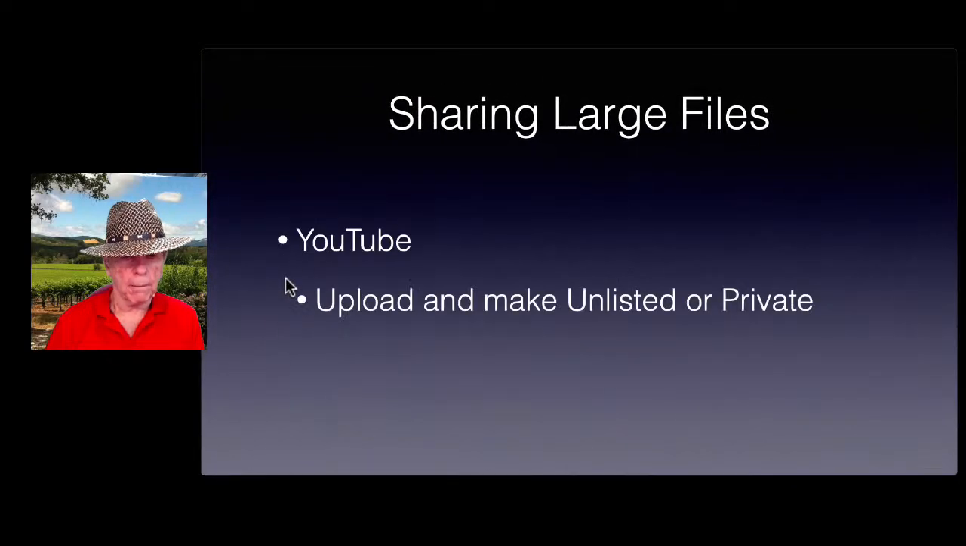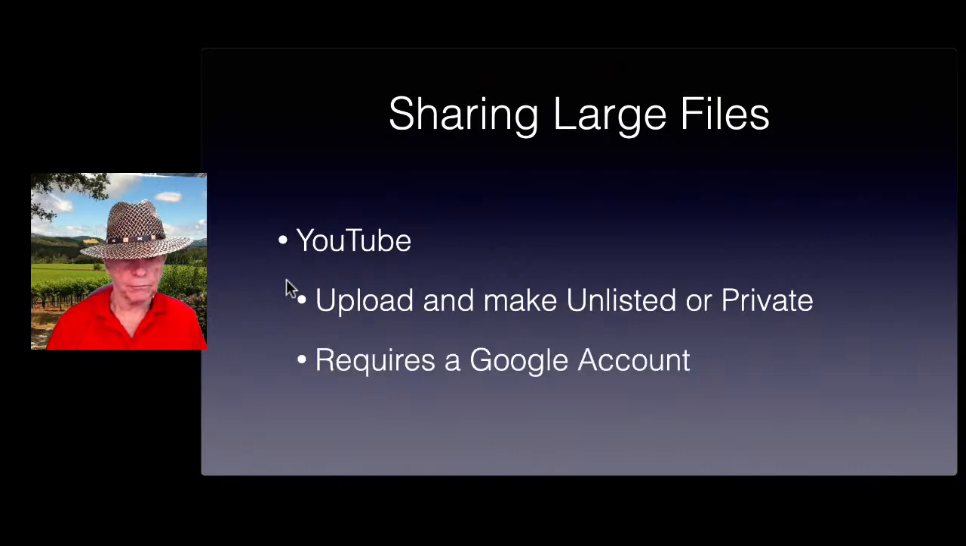So if we're talking about videos, you can upload videos to YouTube. You can make it unlisted or private. If it's unlisted, it means that people probably won't find it. You just send them the URL so they can find it. Or if you make it private, then you can have a password so nobody but the people that you share the password with will be able to see that. And of course, that would also require a Google account. Again, if you have a Gmail address, you have a Google account.